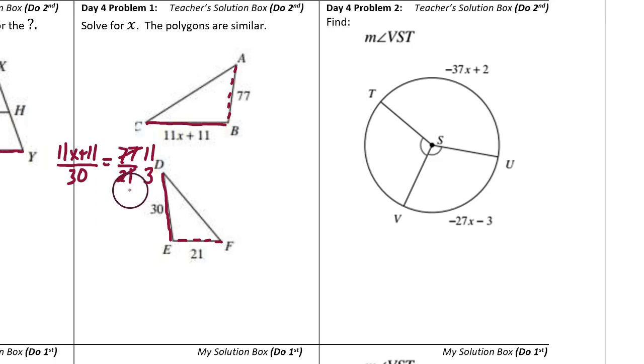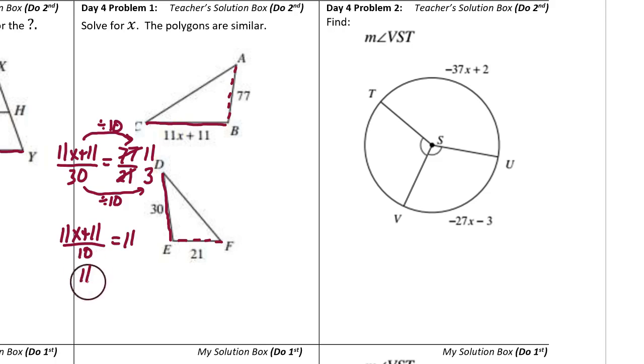I do notice a pattern. Do you notice how 30 divided by 10 makes 3? That means in the numerator, that one there divided by 10 ends up being 11. So 11x plus 11 divided by 10 makes 11.